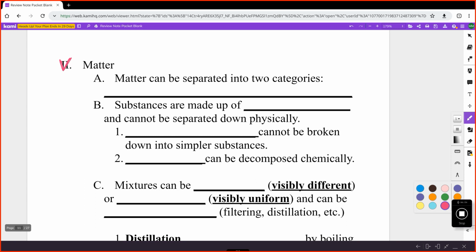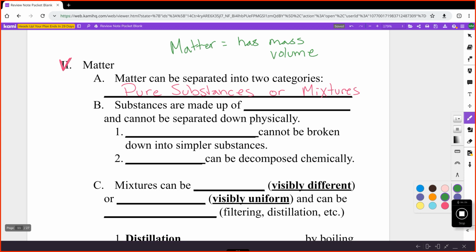So, matter can be separated into two major categories, if you recall. We could separate them into pure substances, or we could separate them into mixtures. These are the two main breakdowns of anything that is composed of matter. And maybe we should just go back again. Not that you're going to need this, but let me remind you. Matter is anything that has mass and has volume. Okay, that's what matter is.